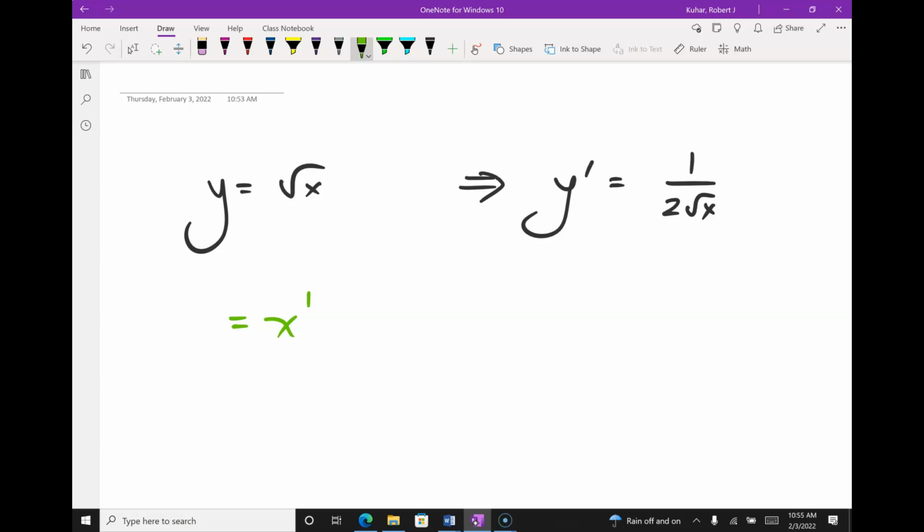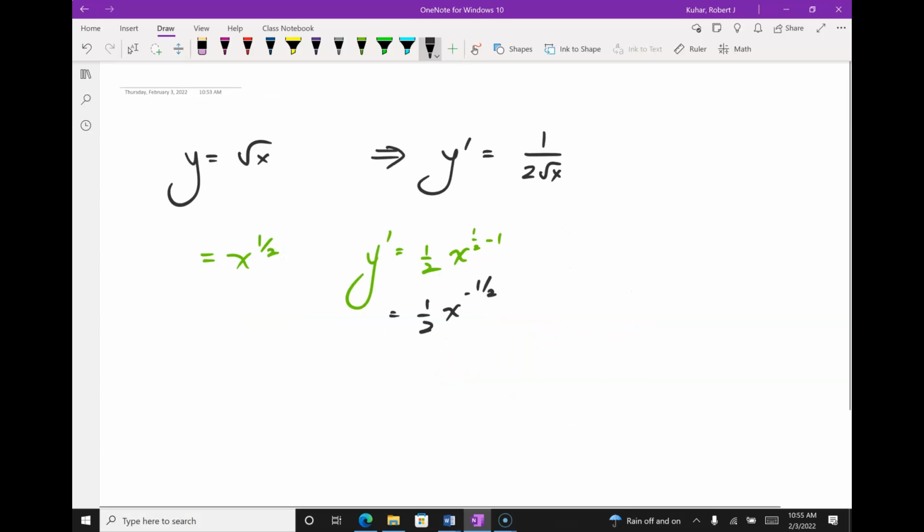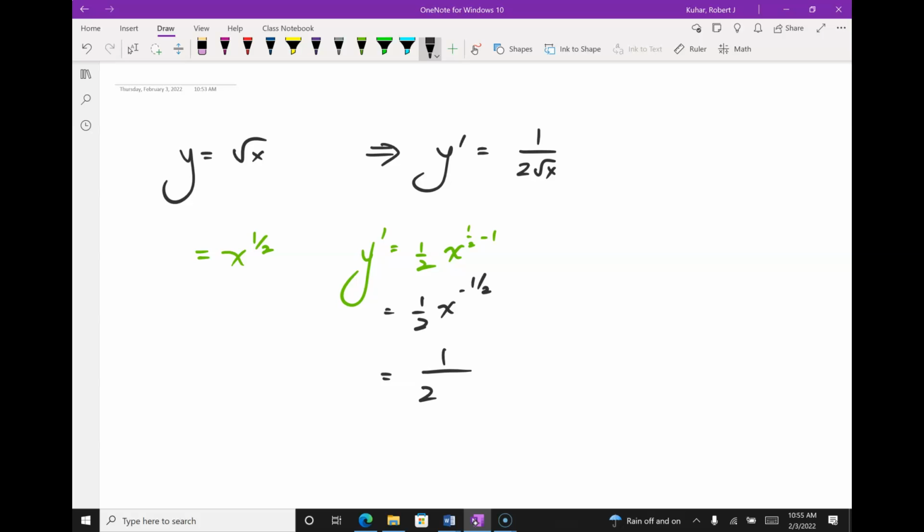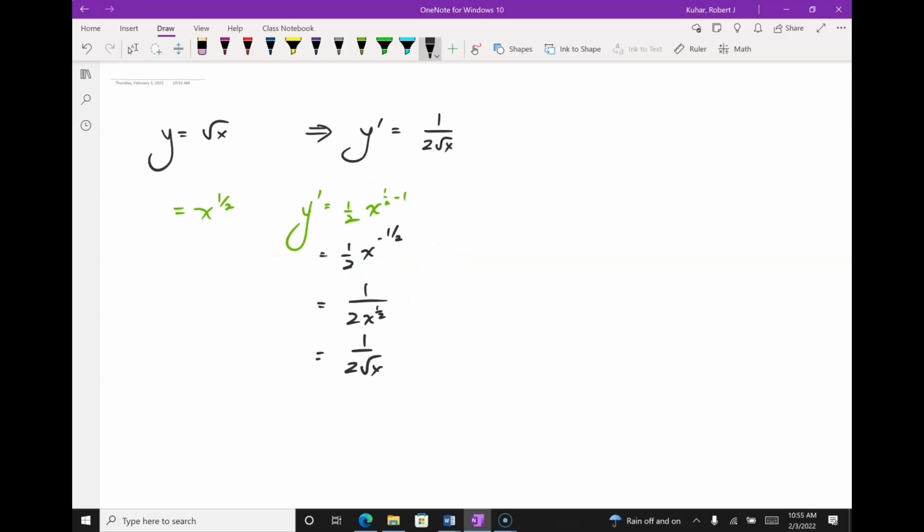This is x to the 1/2, right? So y prime is 1/2. The power comes down, and I reduce the power, right? So 1/2 minus 1. Yes, you with me? So I get 1/2 times x to the minus 1/2. A negative exponent means reciprocal. So I get 1 over 2 x to the 1/2. But x to the 1/2 means square root. So 1 over 2 square roots of x. Shortcut, ready for the long cut?